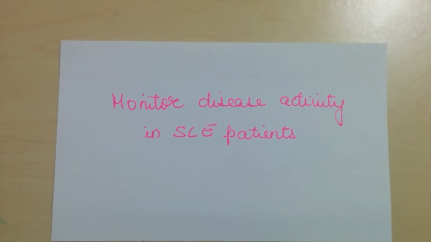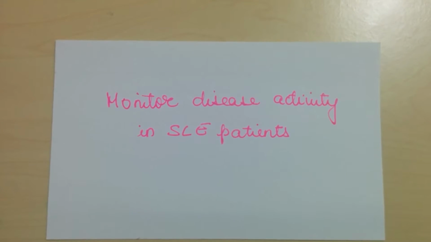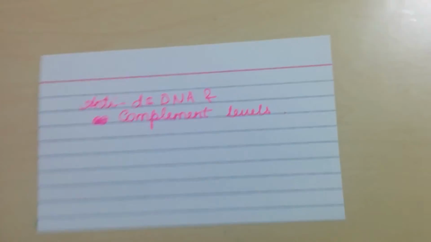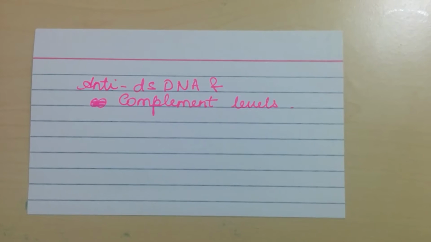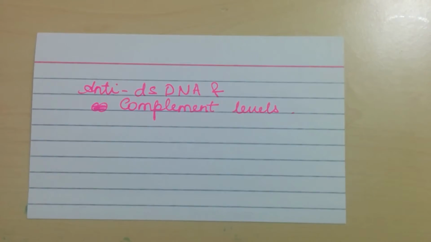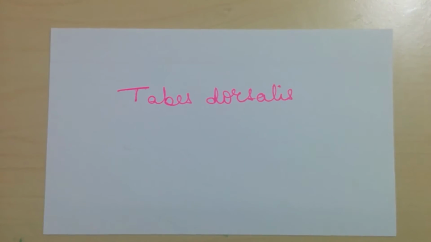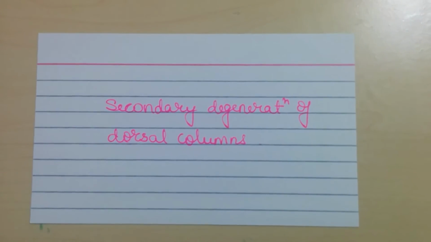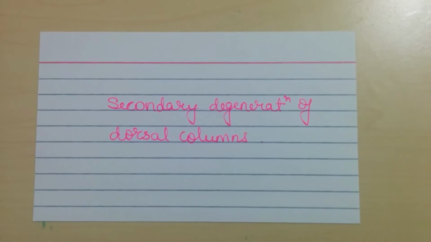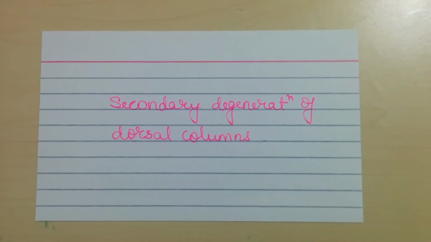How do you monitor disease activity in SLE patients? You monitor disease activity in SLE patients with anti-dsDNA and complement levels. What is the pathology of tabes dorsalis? In tabes dorsalis, there is secondary degeneration of the dorsal columns.